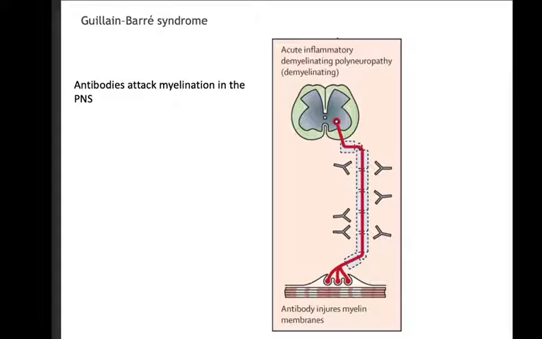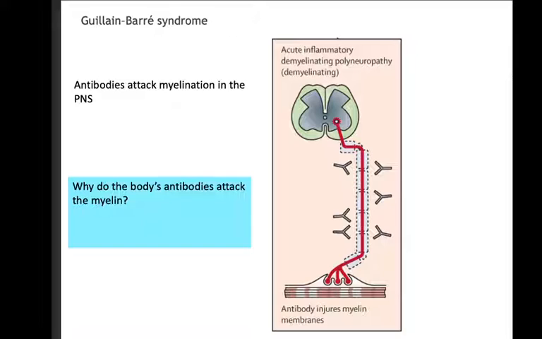So another syndrome, Guillain-Barré syndrome, this is when the antibodies attack the myelination in the peripheral nervous system. So with multiple sclerosis, we were in the central nervous system, and now we're in the peripheral nervous system where antibodies are coming and they're attacking that myelination and causing damage. And so the antibody injures the myelin membranes. And so if the antibodies are coming and they're attacking these myelin membranes, what must be going on? What must be going on between the antibodies and the membrane?